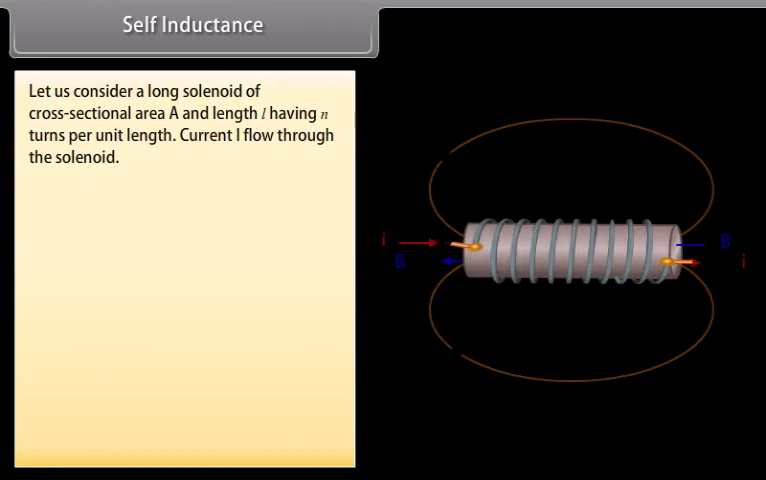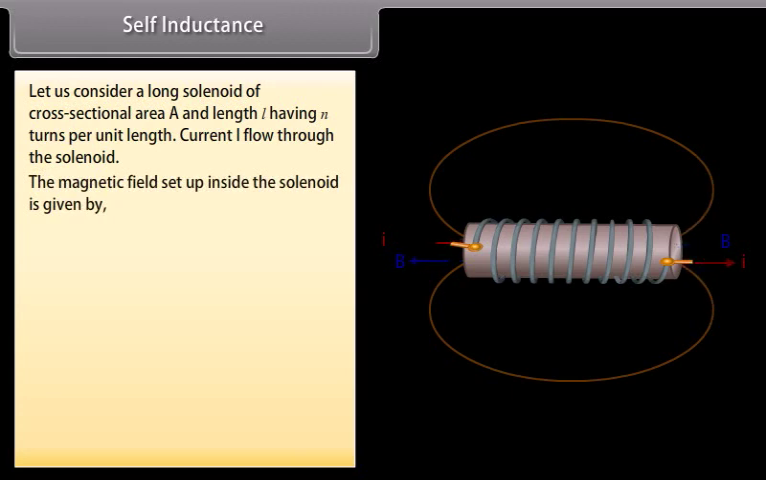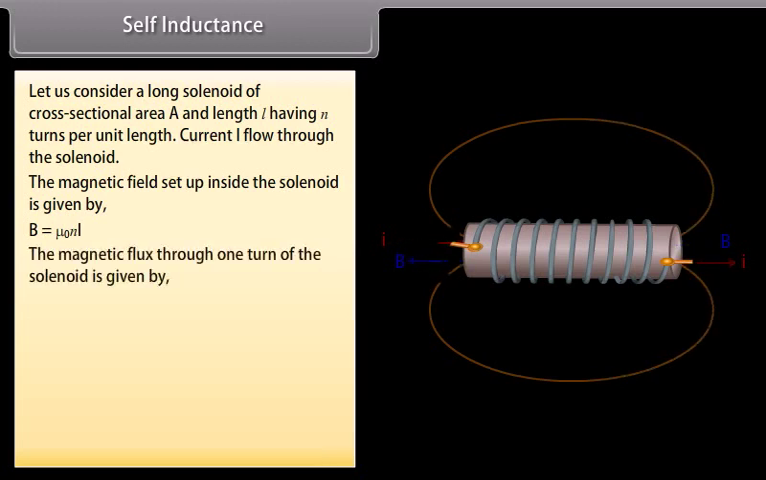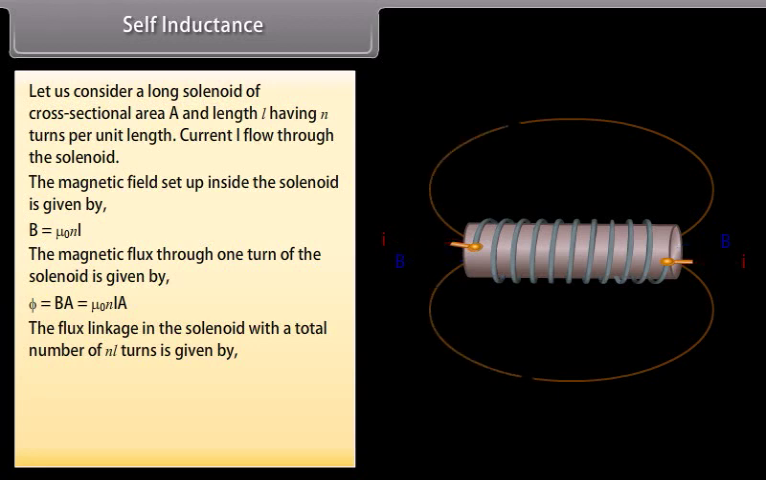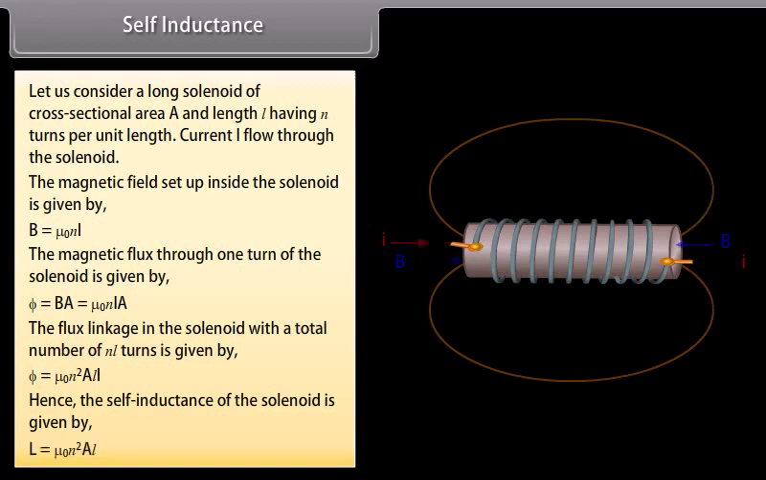Let us consider a long solenoid of cross-sectional area A and length L having n turns per unit length. Current I flows through the solenoid. The magnetic field set up inside the solenoid is given by the product of mu naught n and I. The magnetic flux through one turn of the solenoid is given by the product of mu naught n, I and A. The flux linkage in the solenoid with the total number of nL turns is given by mu naught n square A L I. Hence the self-inductance of the solenoid is given by mu naught n square A L.